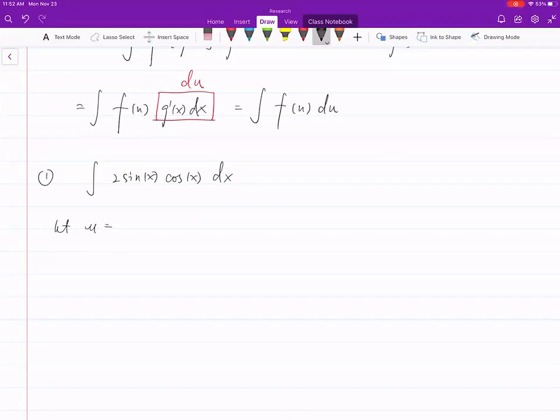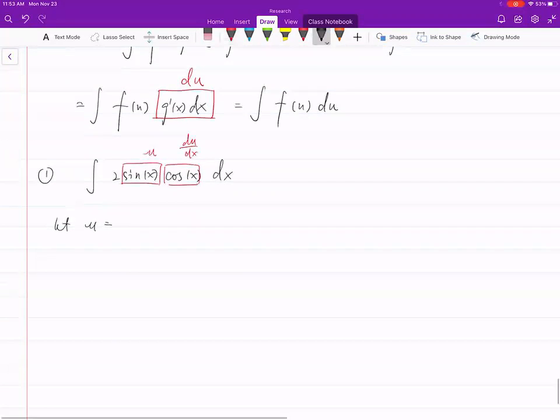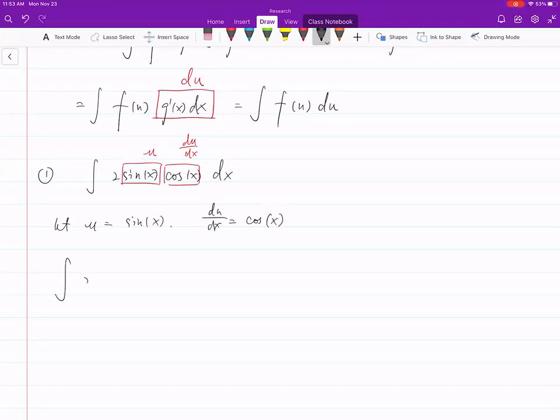Do you see a distraction function along with its derivative? Do you see it? Sine, cosine, right? Cosine is the derivative of sine. So if I see this as my derivative, then this will be my original. This will be my original thing. So if u equals sine x, then du over dx is cosine x. Oh, u equals sine x, sorry. Then the whole thing becomes 2u, okay? Cosine x is du over dx, fine, times dx.